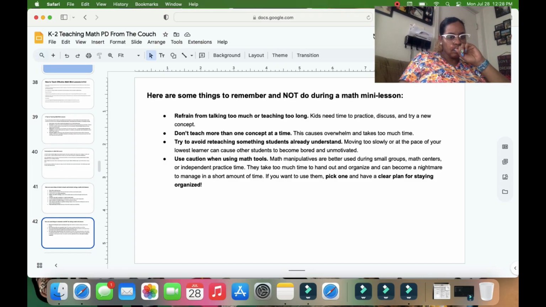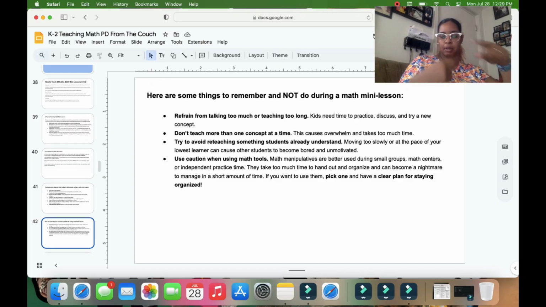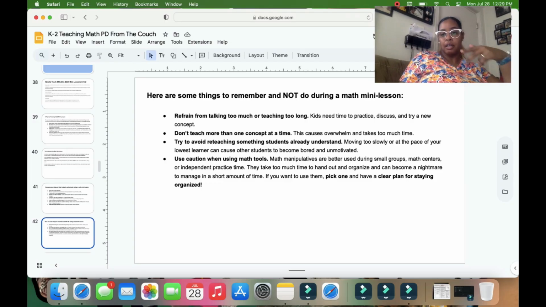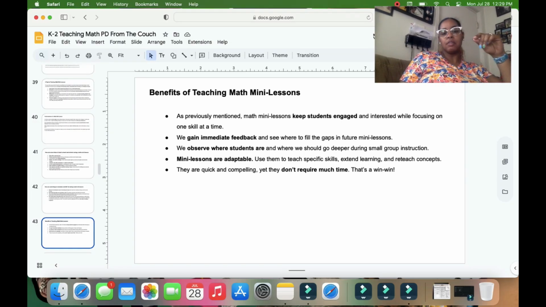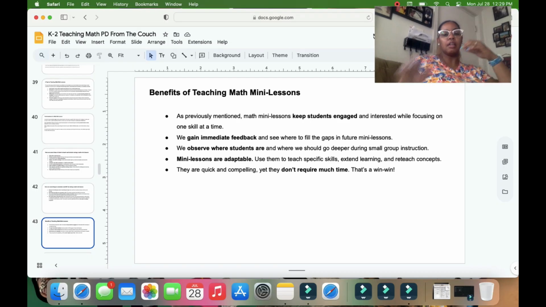Also, use caution when trying to use those math manipulatives. Use caution when you're using them because they're better used in a small group, math centers, or independent practice time, and they take too much time to hand out and organize, and that can become a nightmare in a short amount of time. So if you want to use them, pick one and have a clear plan for staying organized.